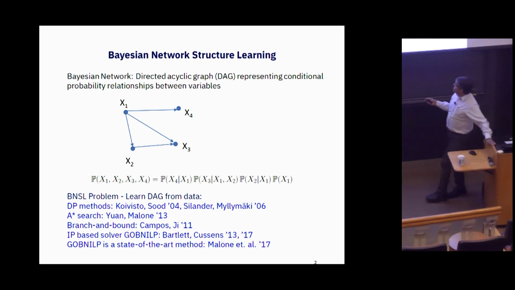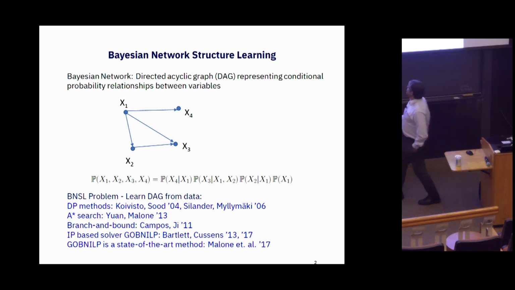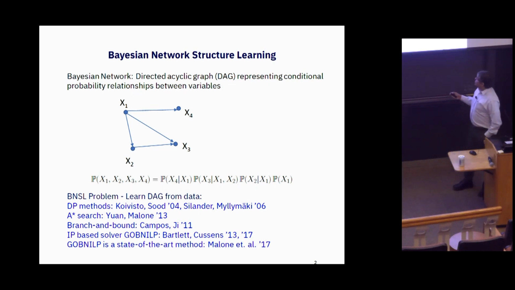So in particular, the joint probability distribution, or the probability of these random variables having some values, equals the probability of x4 given x1. There's a directed arrow from x1 to x4. Then x3 given x1 and x2, so x1 and x2 are parents of x3, and then x2 given x1, because of the directed arrow here, and then just x1 by itself.